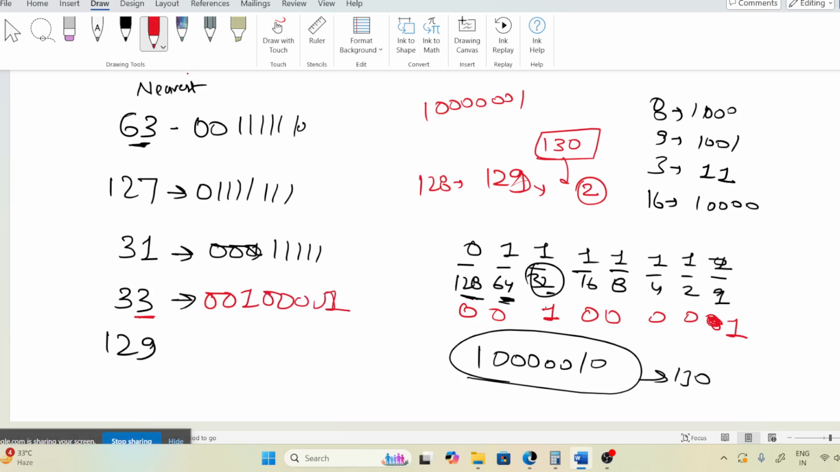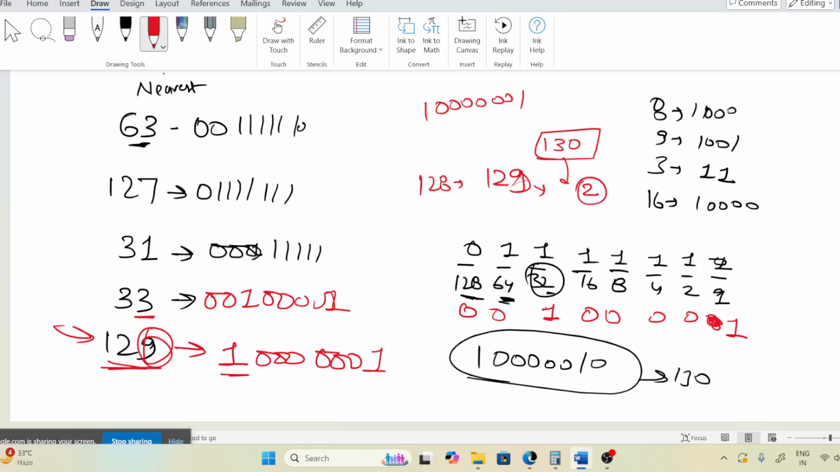Okay. So I need to write, let's suppose, 129. I know that this will be 1, 0, 0. This is 128. I need 129, 1 extra. So instead of this 0, I can write here 1. So 128 and 1. This will become 129. So like this, when you do a lot more practice, it is going to help.